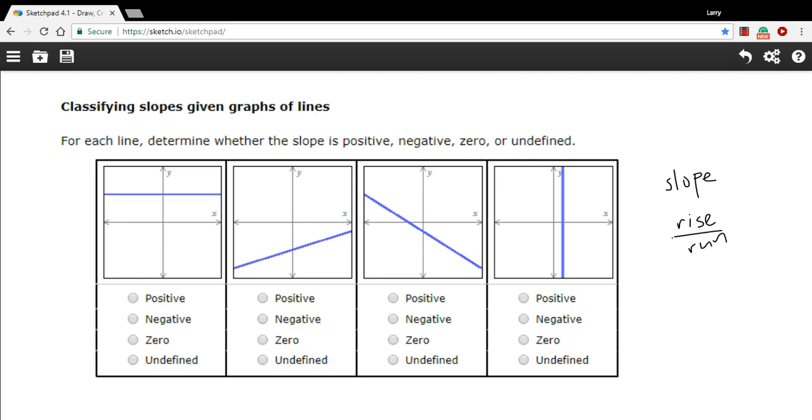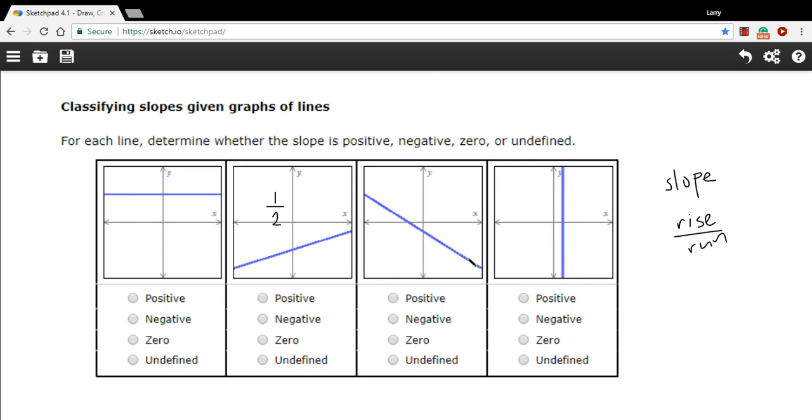First of all, when a slope is positive, you're going to see the line gradually slope up to the right. So slope is rise over run. So this slope, I don't know, it might be rising one for every two it goes over, but that's still a positive number. That's 1/2.